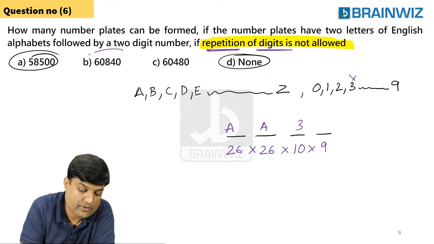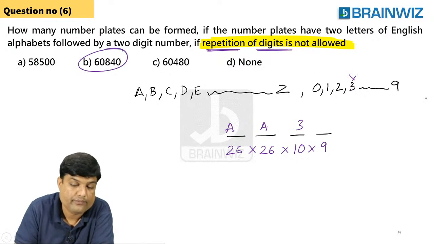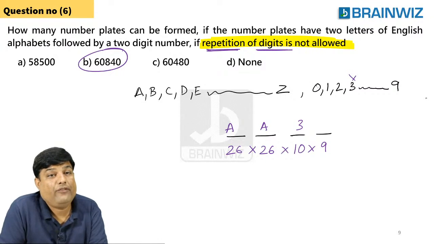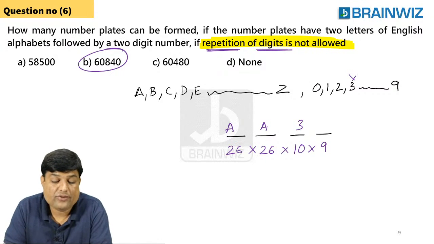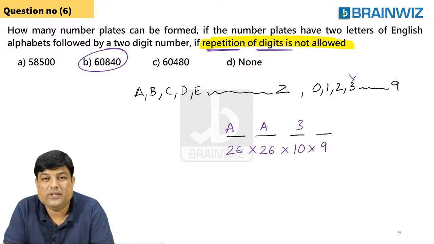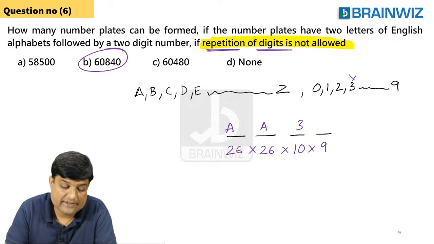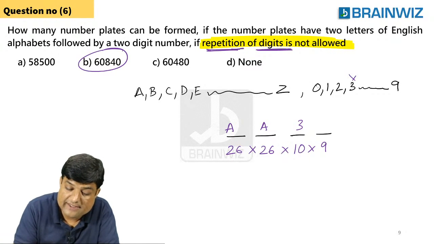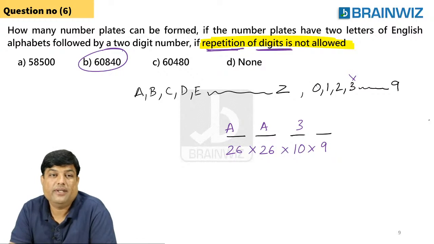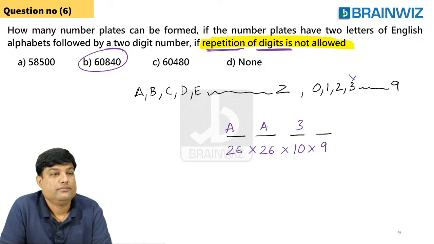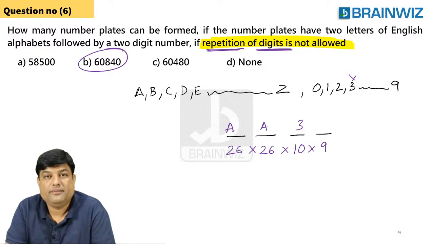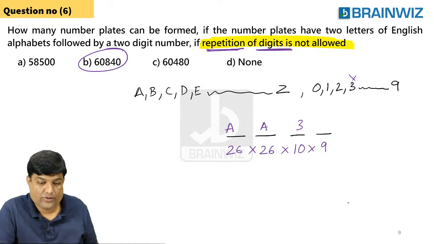The best answer is what? Alphabet repetition is possible. Understood? Because he did not mention anything about the alphabets. Clear? So only repetition of digits is not allowed. A good question, everyone. That's good, students. I believe you have understood this question.